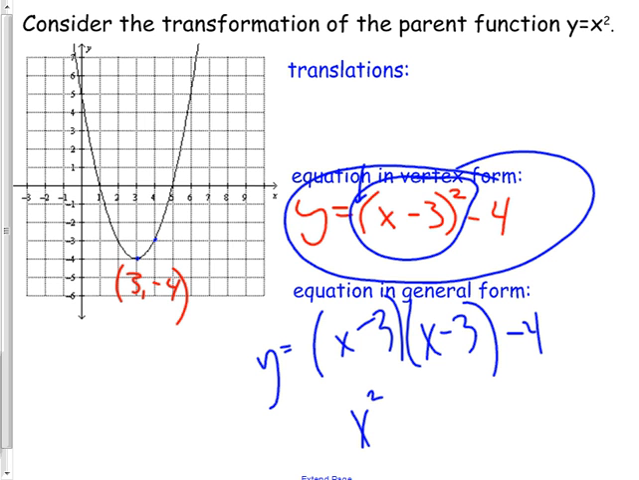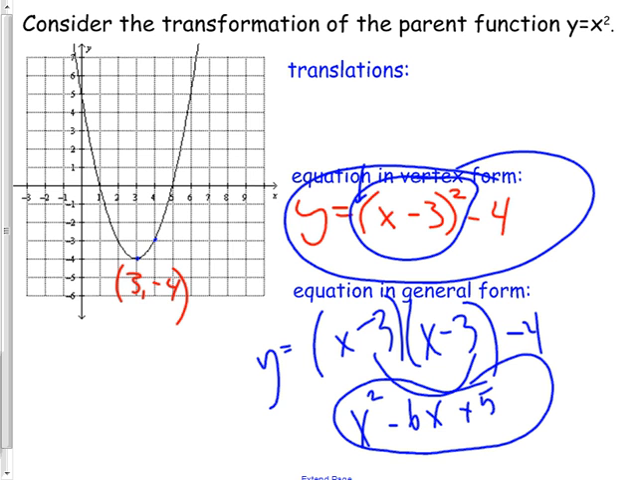X squared minus 6x. Shouldn't it be plus 9? You're right. Just keep going. The 9 goes with the minus 4, and then this would normally make a positive 9. So the 9 and the minus 4 makes positive 5.